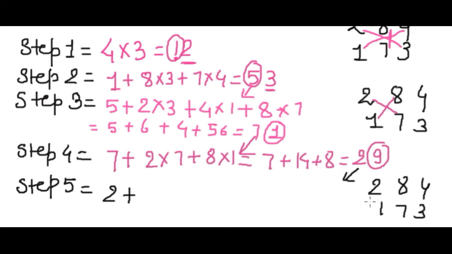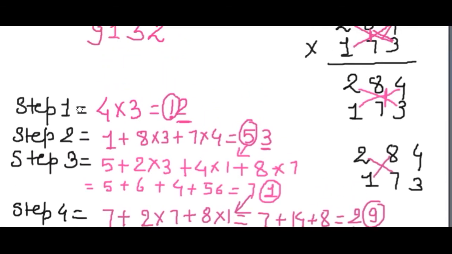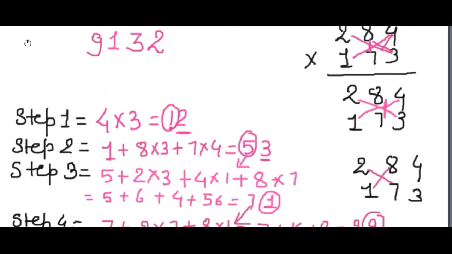284, 173. Now we will multiply 2 into 1, which is 2. So this 2 will go up and here. This is our answer of 284 into 173.